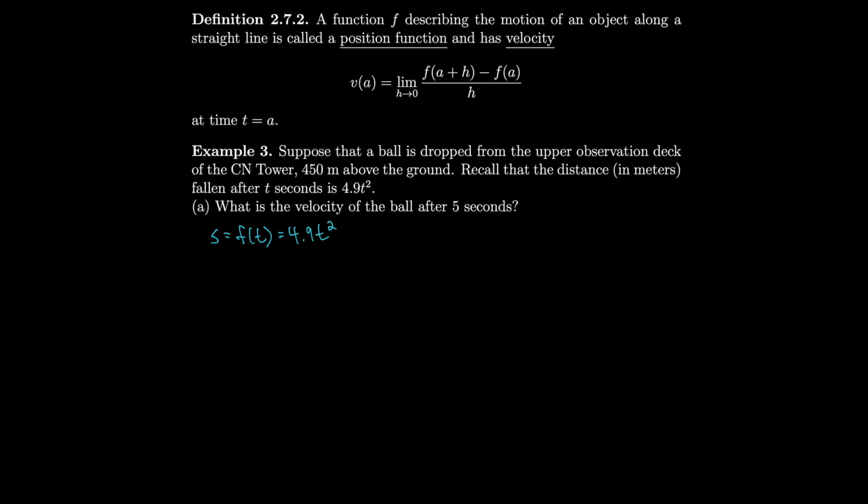We want to find the velocity of the ball after 5 seconds, so we should find the velocity function v of t. If the velocity at time t equals a is given by that limit above, then the velocity at a general time t would be if we just replaced a with t. So this would be the limit as h goes to 0 of f of t plus h instead of a plus h, minus f of t, divided by h.